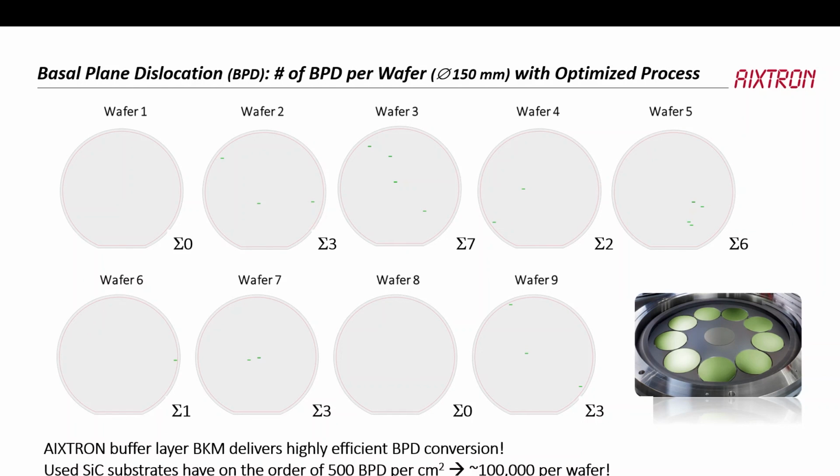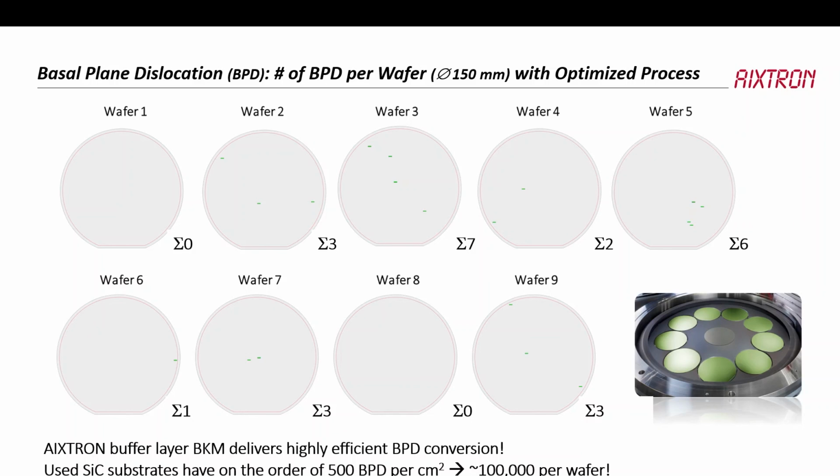And this is an example. It's 150 millimeter diameter wafers. It's from one run, so all 9 wafers from that one run. And they were counted. The typical substrates that we used have about 500 BPD per square centimeter. So that's when they come out of the box. So that adds up to about 100,000 per wafer. So basically, no device would ever work because they will all be short-circuited at some stage. But we're able to actually get them down to single-digit numbers, and this is something you can work with.